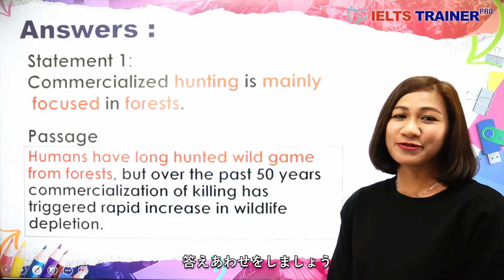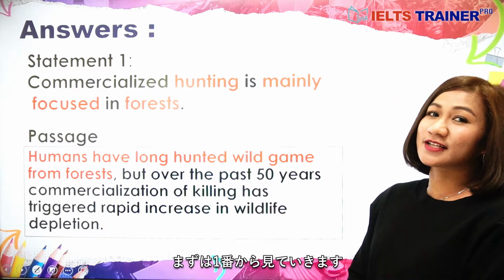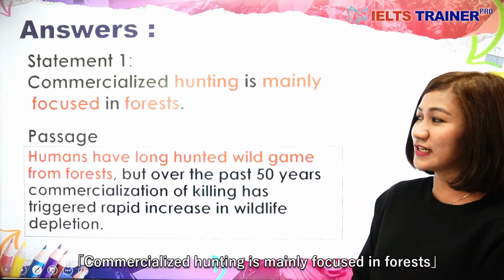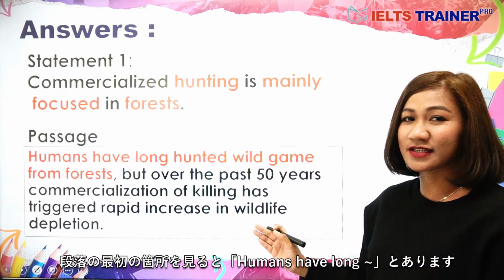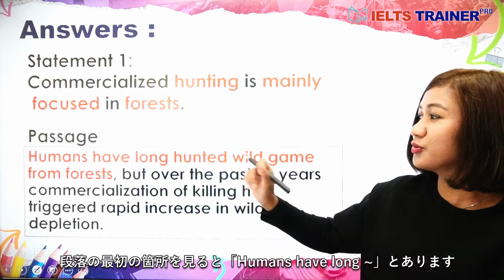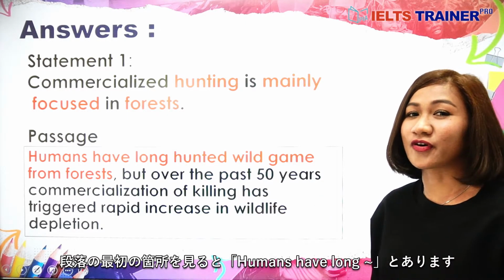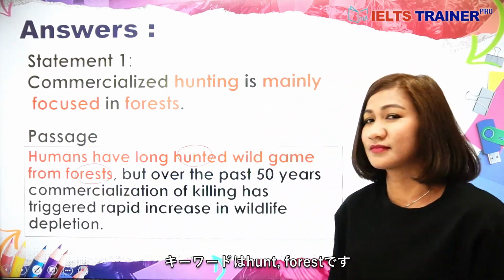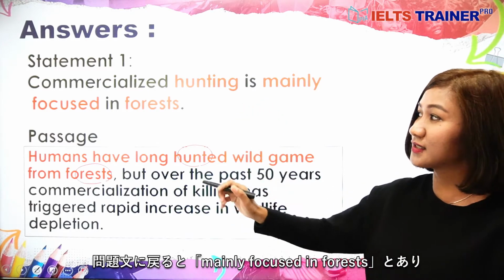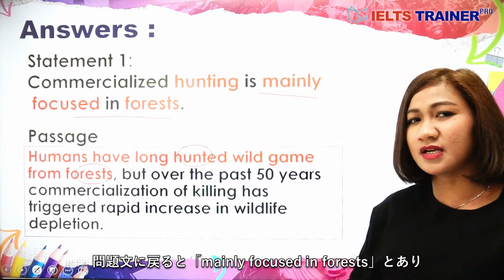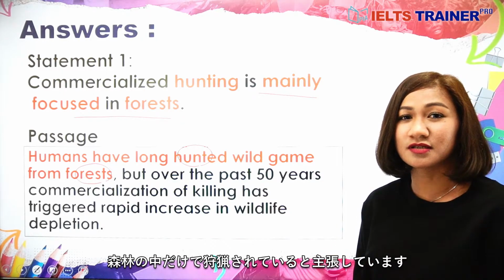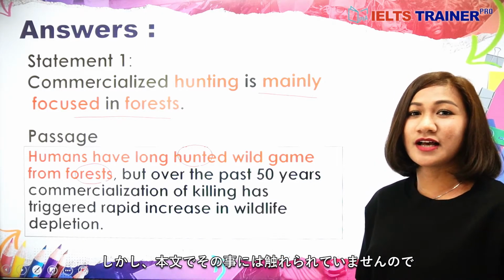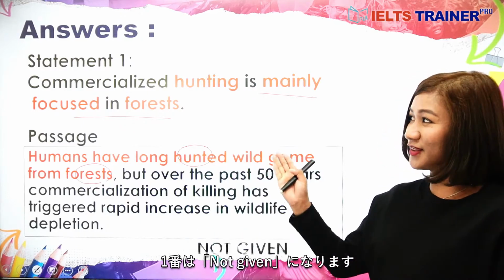And now here are our answers. Let's try to look at statement number 1, and it says, commercialized hunting is mainly focused in forest. If we look at the first phrase of the paragraph, we see humans have long hunted wild game from forest. We see our keywords hunt and forest. And going back to the statement, it says mainly focused in forest, meaning that hunting is done only in the forest. However, the passage does not mention that people hunt only in forests. Therefore, our answer for number 1 is not given.